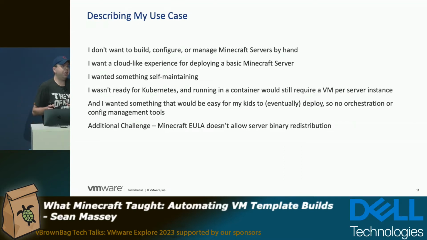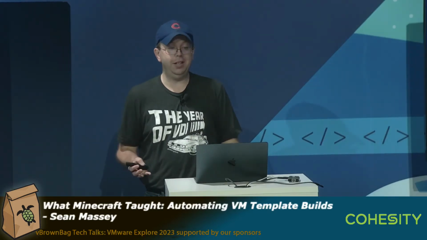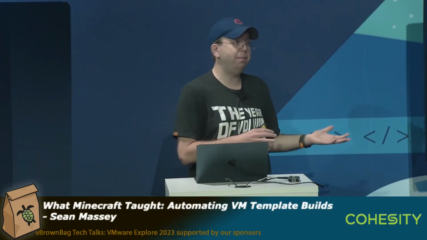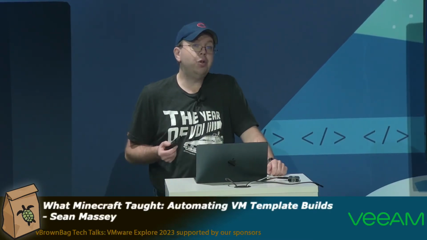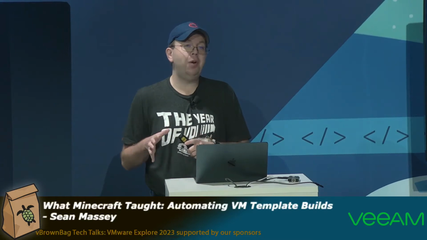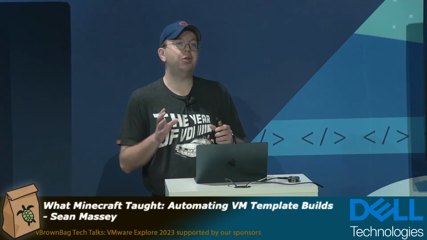Now, there are other ways to do this, right? There's a Docker container, there's Kubernetes. I really wasn't ready for that in 2020. I didn't want to learn that at the time. And there were other orchestration tools I could have used, but again, there was a time thing. I didn't want to learn it, right? I admit I was being lazy in one sense and not lazy in another. The eventual goal was to give my kids something that they could, in theory, go to vCenter and just deploy with no additional orchestration, no additional config management tools.